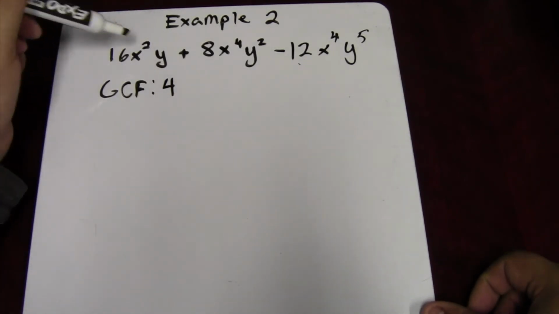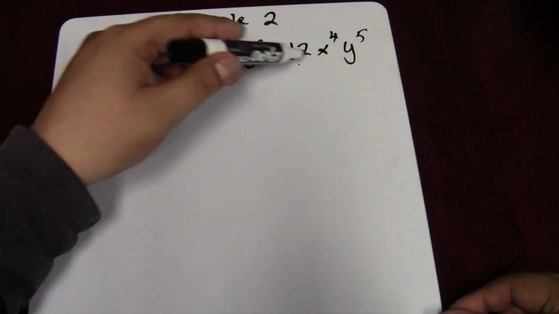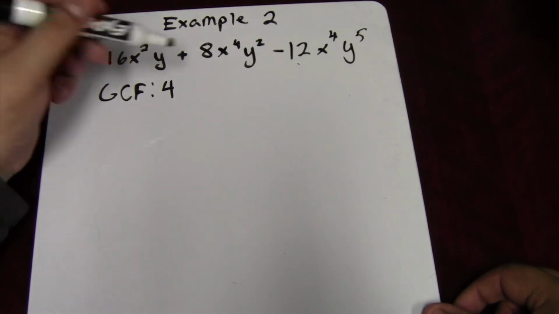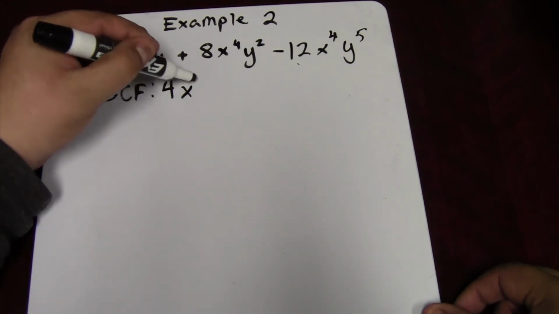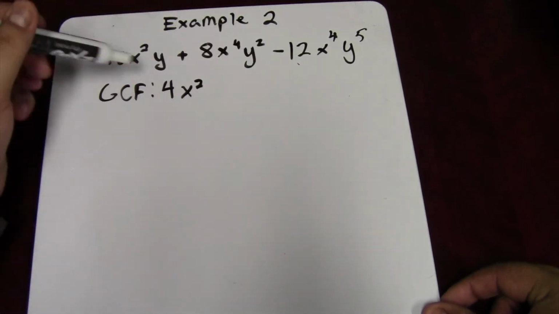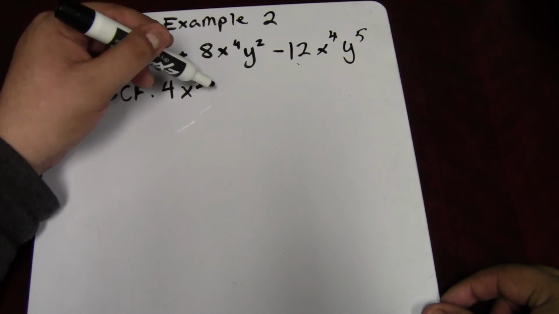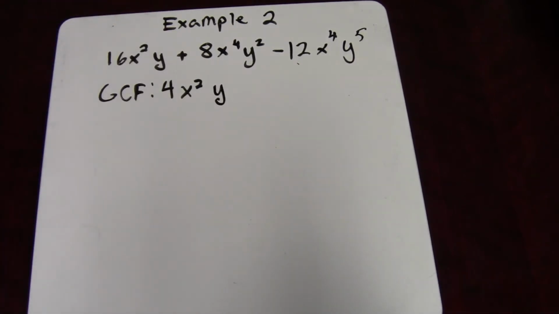Let's look at common variables now. They all have an x. Which one's the smallest powered x? It looks like it's x squared. And they all have y's, and we need to say which one is the smallest power on the y, and that's this one, which is y to the 1. So that is the GCF, 4x squared y.